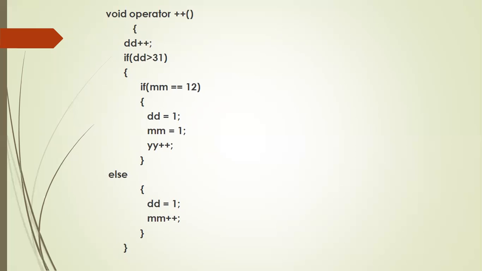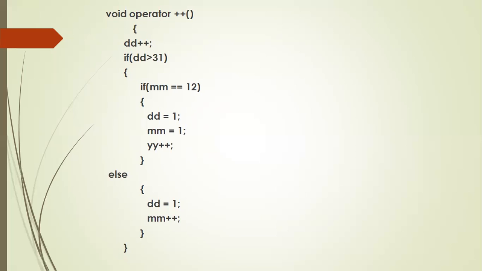In that case, what do you have to do? What's the next date? 1/1 of the next year. So the date should be set to 1, the month should be reset to 1, and the year should be incremented. So here the date is set to 1, the month is set to 1, and the year is 2020, which means the next year will be 2021. So the original date is 31/12/2020, and the new date will be 1/1/2021.